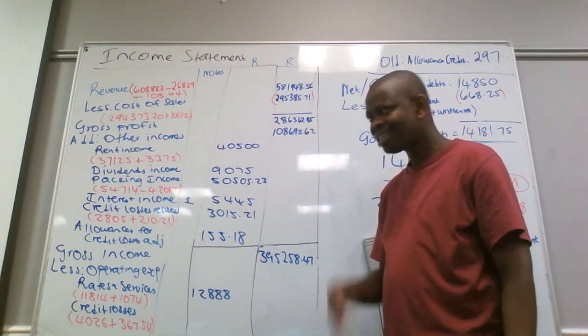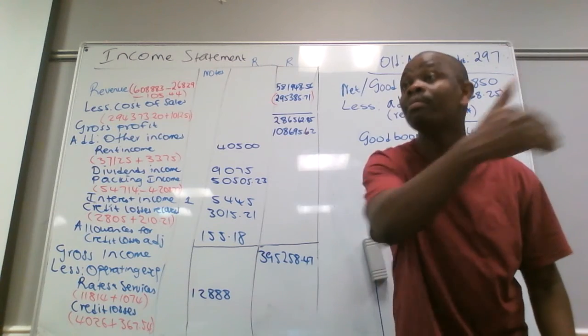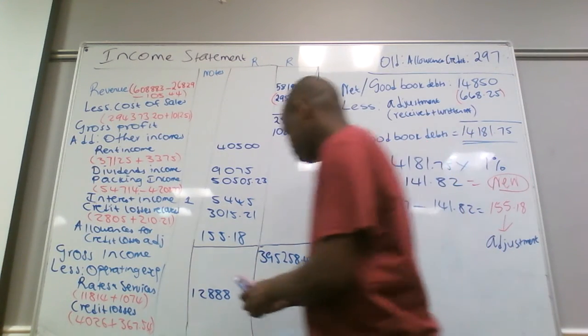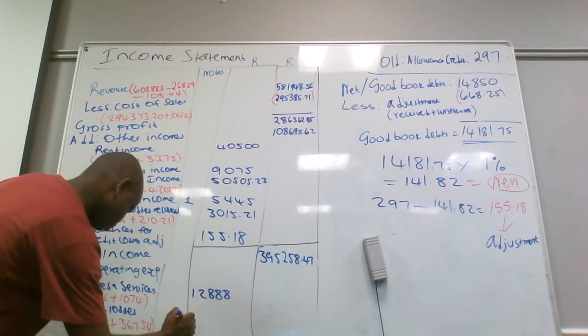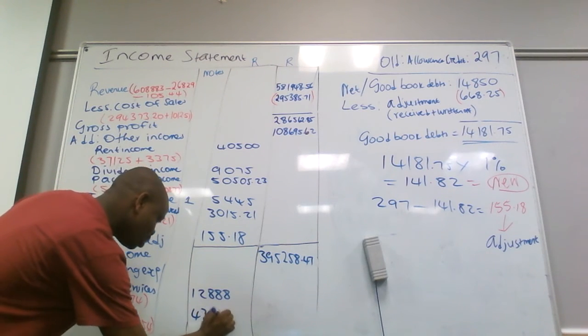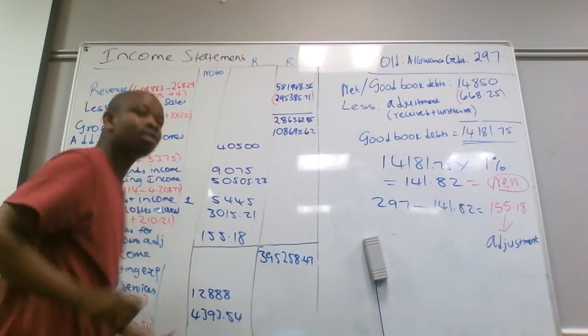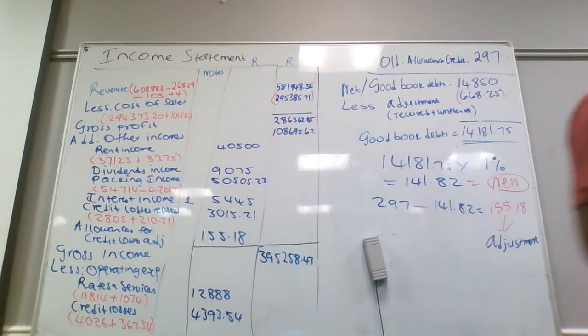Can you see? It depends. How did they give you the information? How much? 4393.54. Thank you very much. Are we okay, guys? Next expense, please.